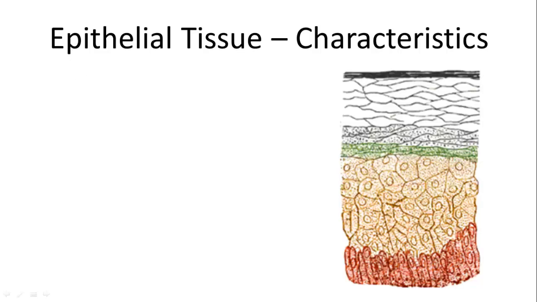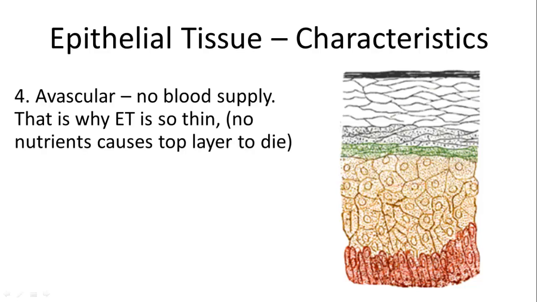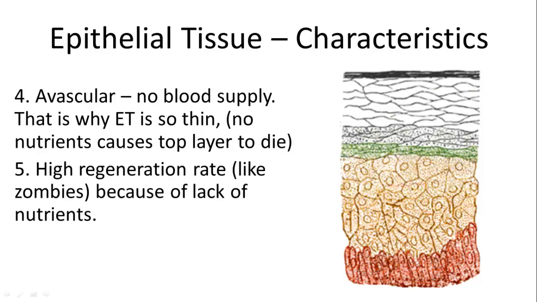Epithelial tissue is also generally avascular, so there are no blood vessels going into the epithelial tissue. There are generally blood vessels close by, but not right there in the stratified squamous or whatever epithelial tissue is there. This causes that top layer to die and generally has to be regenerated, so they have a high regeneration rate, kind of like zombies. And that's because they have a lack of nutrients. So rather than keeping a cell alive, they just make new ones over and over and over again.